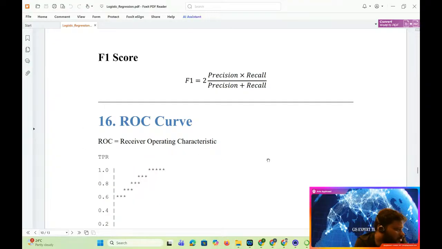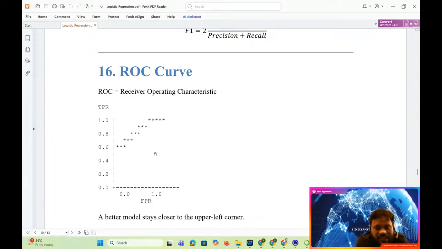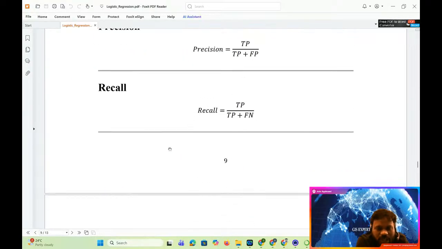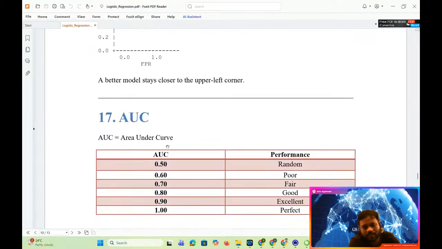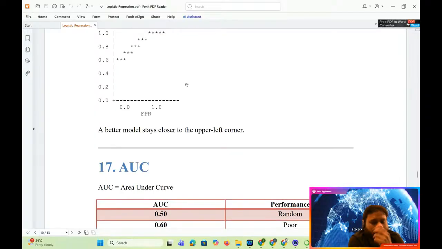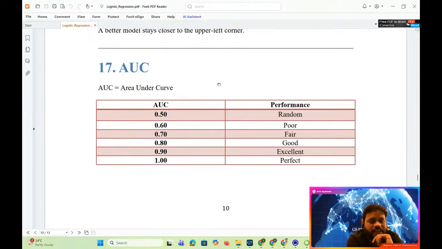The ROC curve is very important in logistic regression. ROC means receiver operating characteristic, with TPR and FPR on the axes. I will tell you later what TPR and FPR are. I'm not going deep into this now, but it is a very important function. AUC, area under the curve, measures performance, and you can categorize it as good or failure.